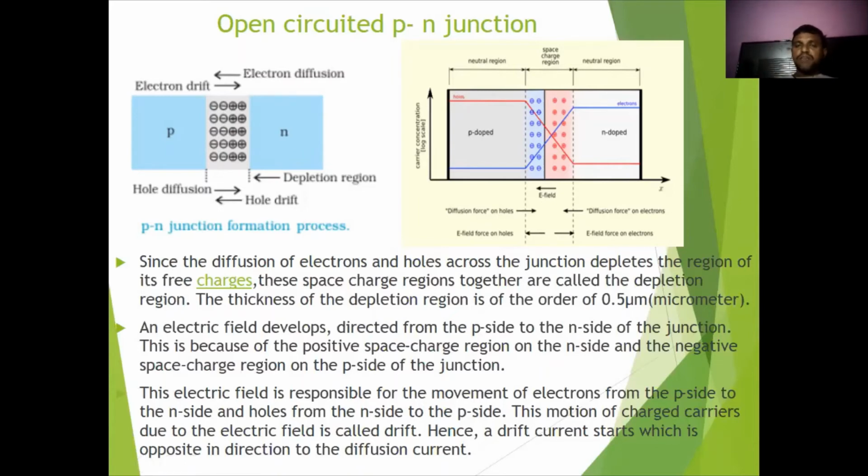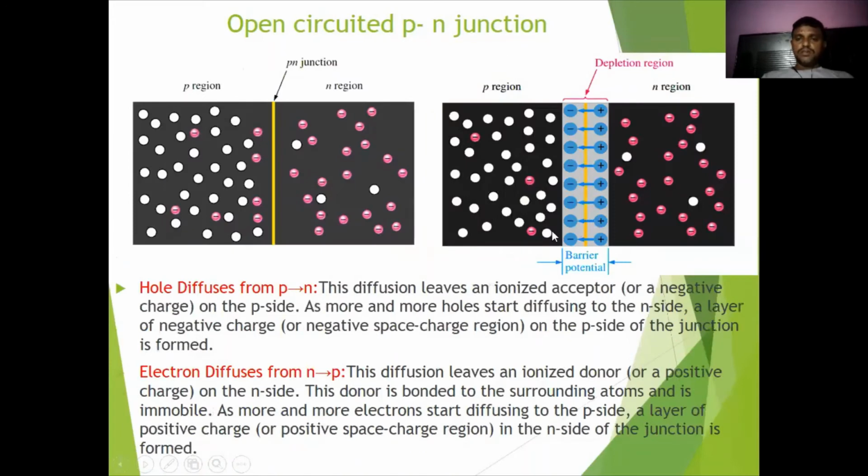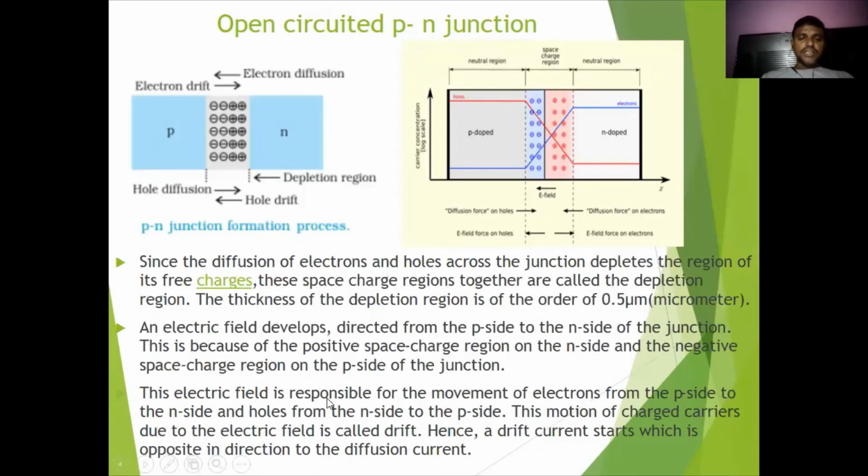And at the same time some electric field will be developed across that junction. So an electric field develops directed from the P side to the N side of the junction. This is because of the positive space charge region on the N side and negative space charge region on the P side of the junction. You can observe this electric field. This electric field is responsible for the movement of electrons from the P side to the N side and holes from the N side to the P side.